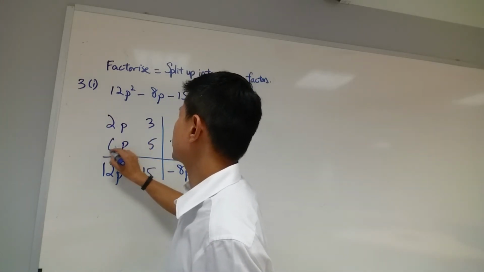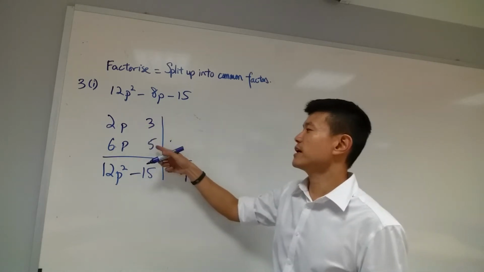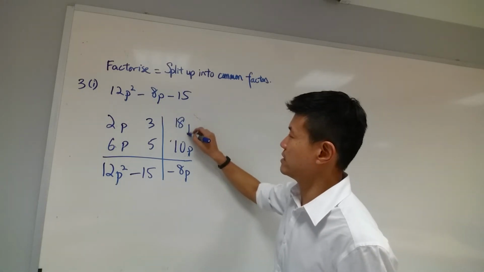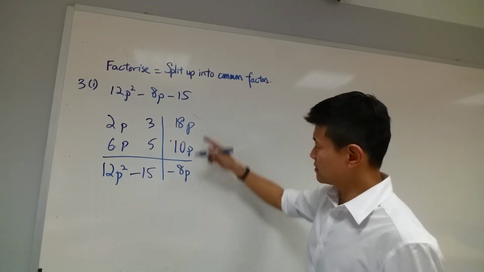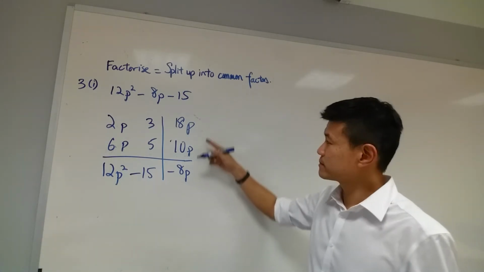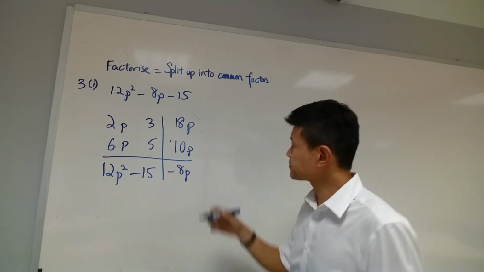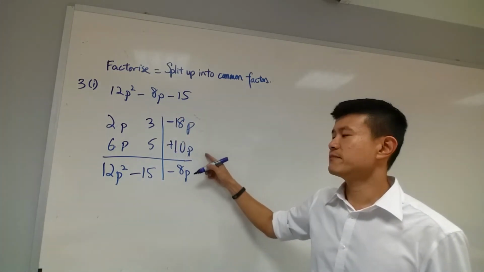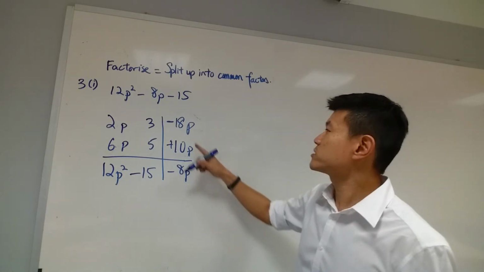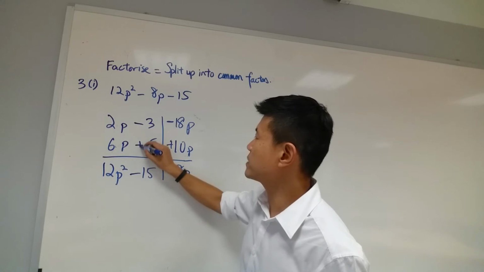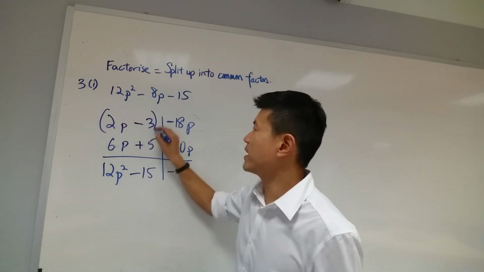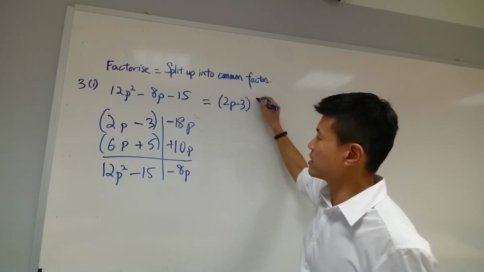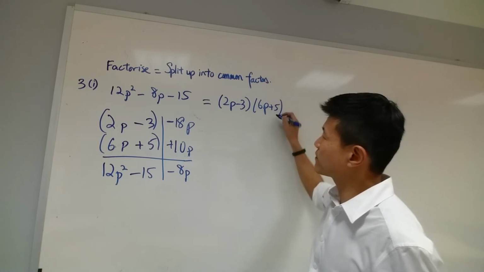2p and 6p? 2p times 5 is 10p. 6p times 3 is 18p. Now we're getting somewhere. We have 18p and we have 10p. What can happen? If I have a negative sign here and a positive sign here, the negative 18p plus 10p gives me negative 8p. So this would have a negative sign and this would have a positive sign. And my factors would be 2p minus 3 and 6p plus 5.